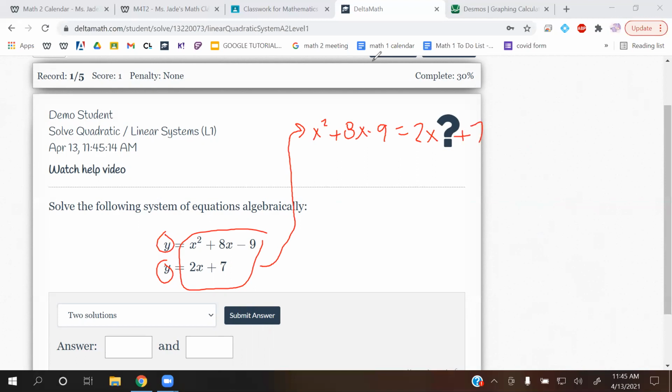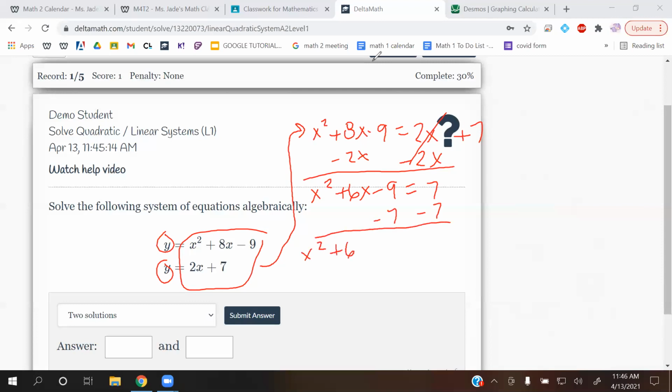So they're equal to each other, but we want to bring everything to one side so that our equation is equal to 0. So in order to do that, I'm going to subtract 2x. We get x squared plus 6x minus 9 equals 7 because those cancel out. Now with that 7, I'm going to move it over by subtracting 7. We get x squared plus 6x minus 16 equals, cancels out, 0.